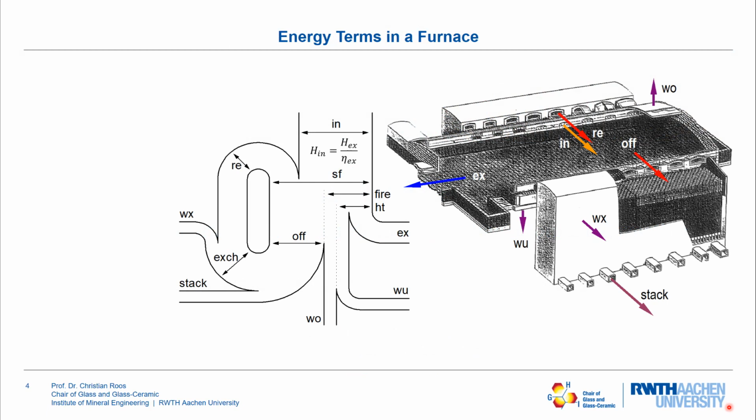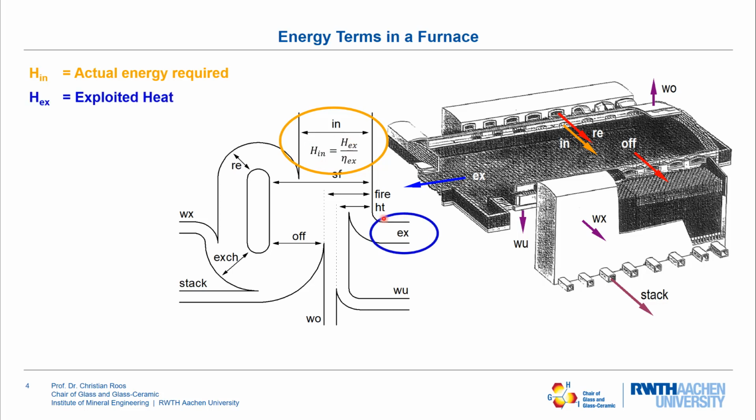Let's consider a Sankey diagram of a glass furnace. We have basically three important terms that apply. One is the actual energy that is required to melt the glass, H in. H in consists of the exploited heat, Hx, and the loss terms. The exploited heat is the energy that is theoretically needed to convert the raw materials into the glass. For the calculation of the exploited heat, please refer to the respective video.